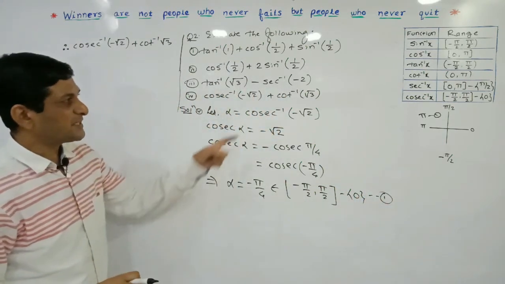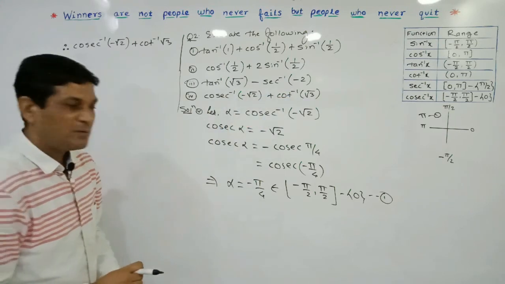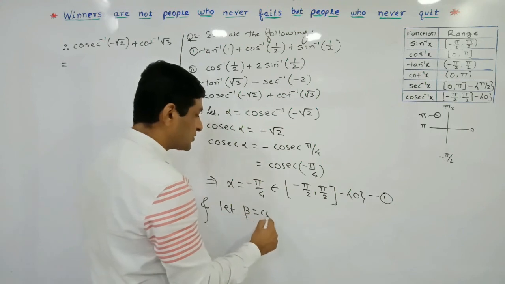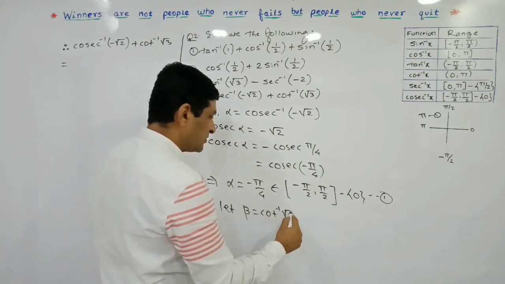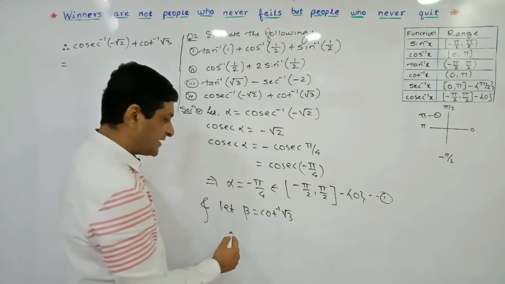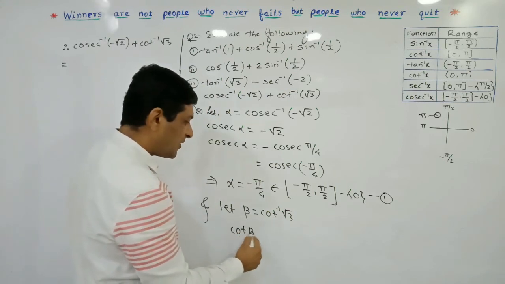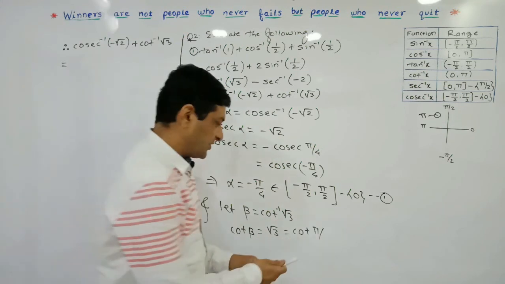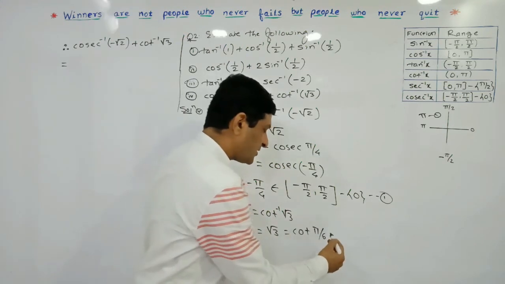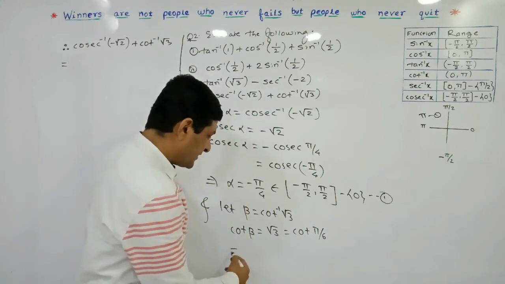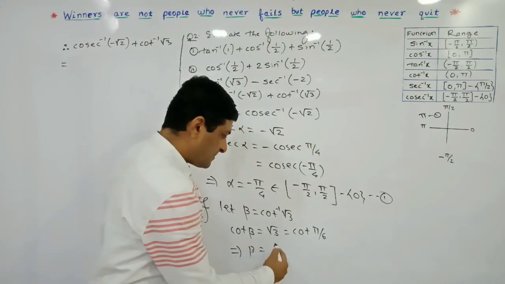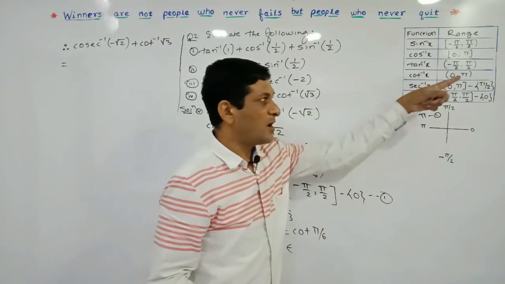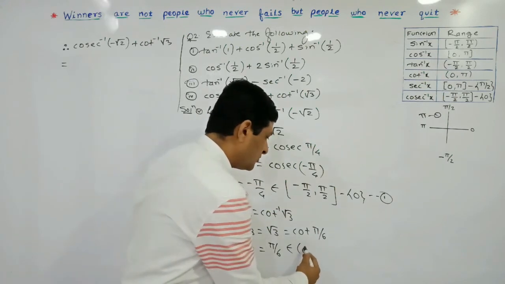Now we are finding our second required value, that is cot inverse of root 3, and let beta be equal to cot inverse of root 3. Now if we take cot on both sides, on this side we get cot beta, and on this side cot and cot inverse get cancelled. The remaining part is root 3. So root 3 can be replaced by cot pi by 6. Comparing both sides, we can say that beta is equal to pi by 6, and this value belongs to the range of cot, in between 0 to pi.